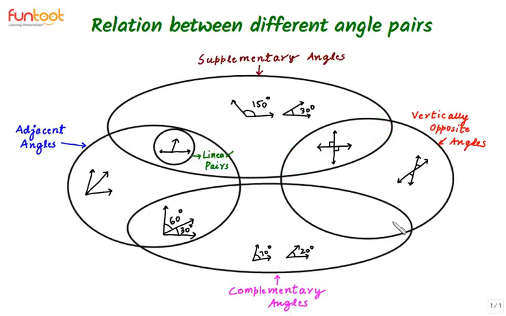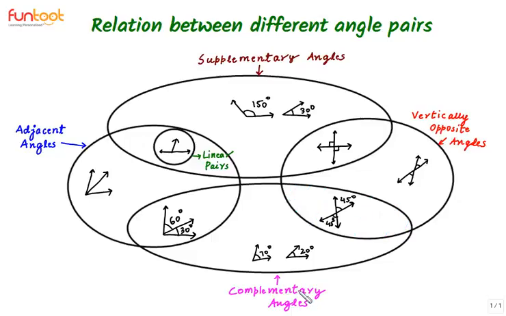Next, let's explore, can vertically opposite angles be complementary also? Of course they can be. Let's see this pair of angles. If this angle is 45 degrees, then this angle will also be 45 degrees because they are vertically opposite angles, and we can see that this pair of angles is vertically opposite and complementary also, as the sum of 45 and 45 will be 90 degrees. That is why this pair of angles is in the common region between vertically opposite angles and complementary angles.